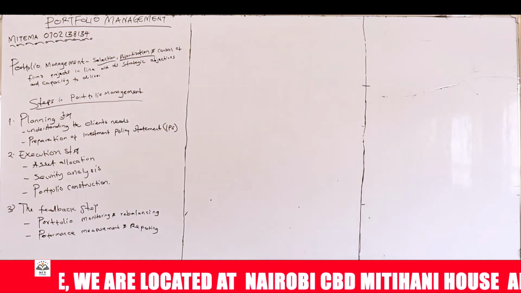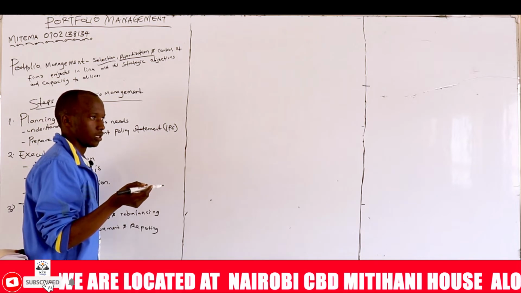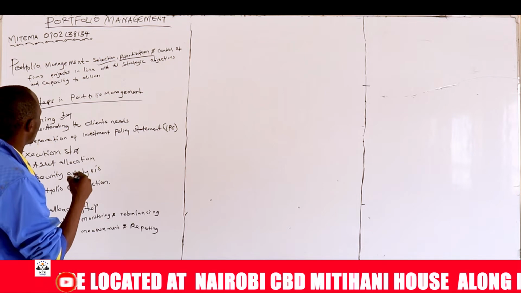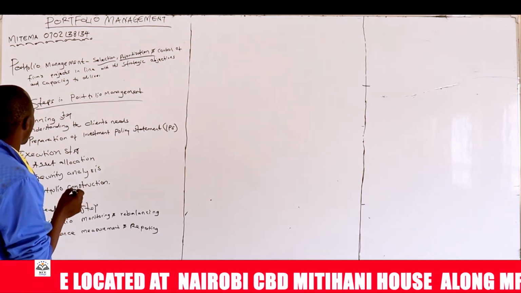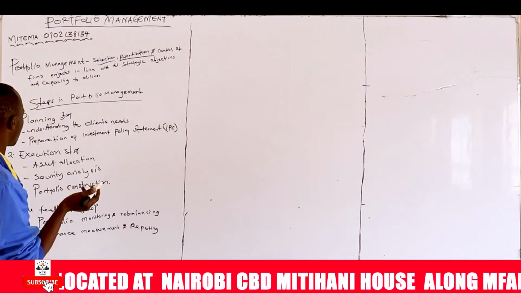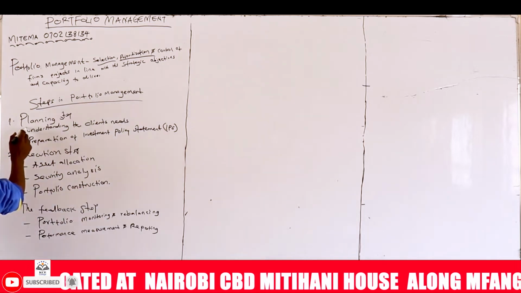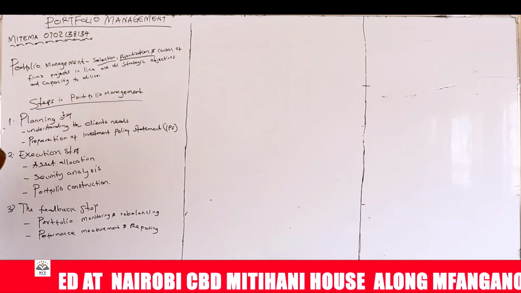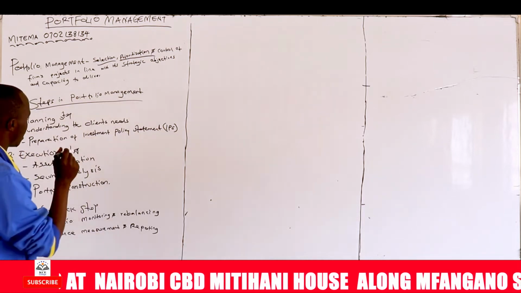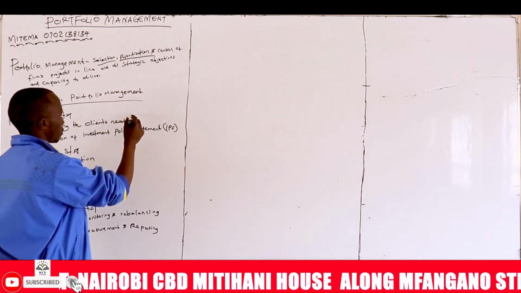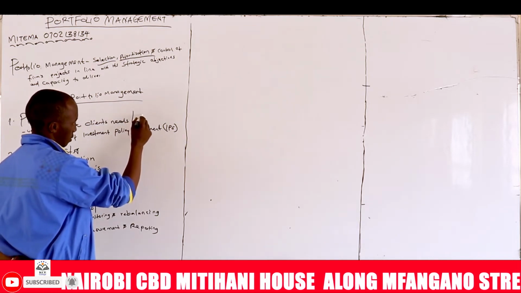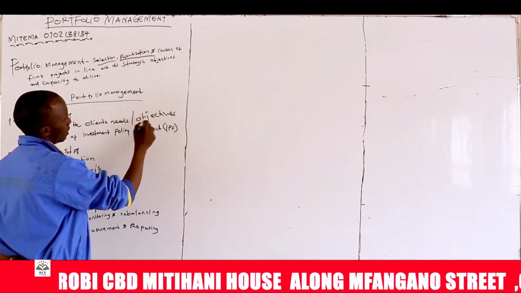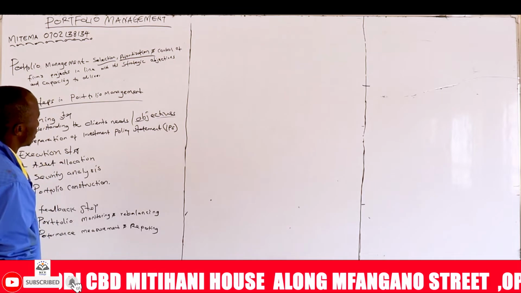Now you find that portfolio management is a process. It's a lengthy process that takes time to deliver, and it has its own steps. Number one, there's the planning step, whereby you must understand the client's needs or objectives. What are the client's needs? What are the client's objectives?